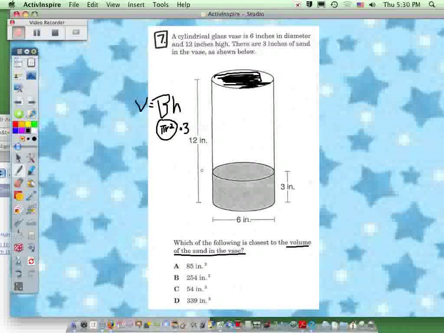You know what a radius is. It's half of the diameter, if you forgot. So do your r squared first. Always do your exponents first. Follow PEMDAS. Plug it in, you'll get your answer.